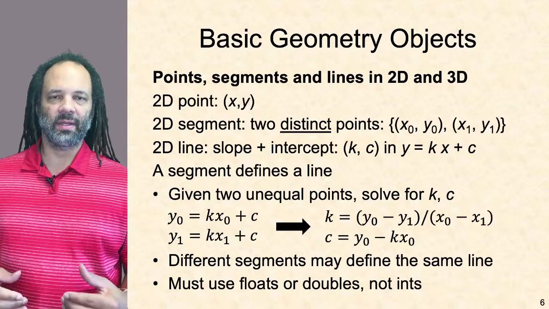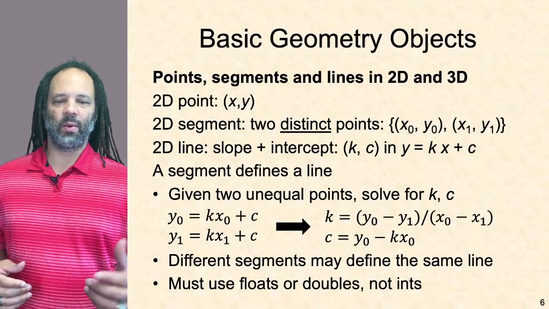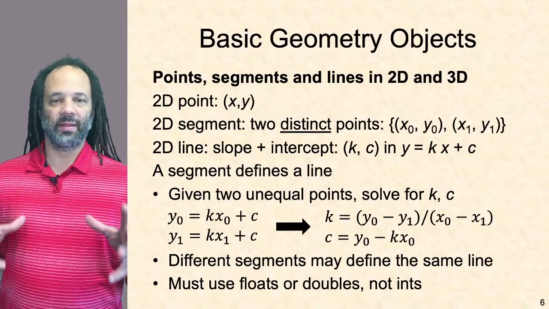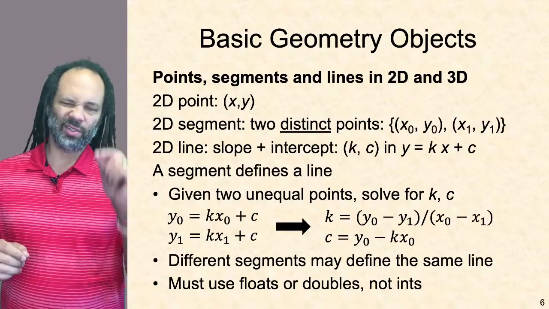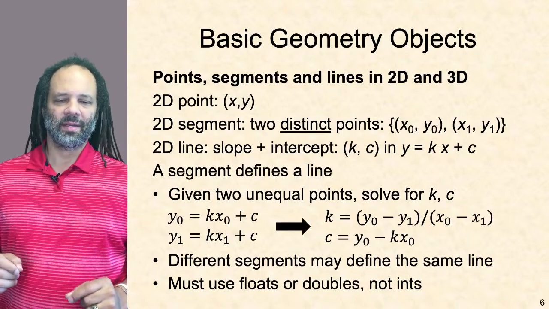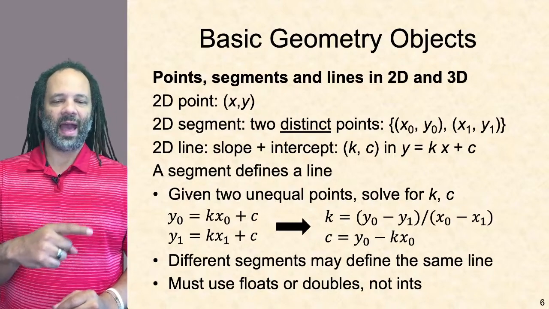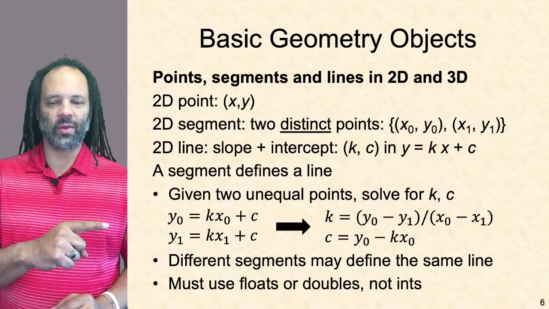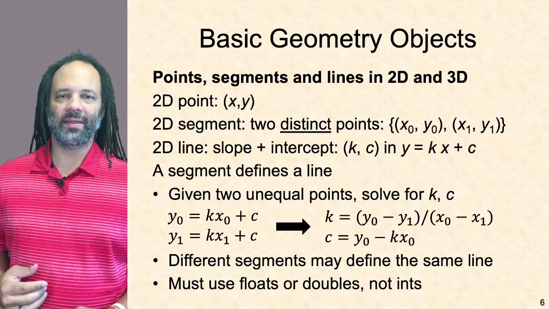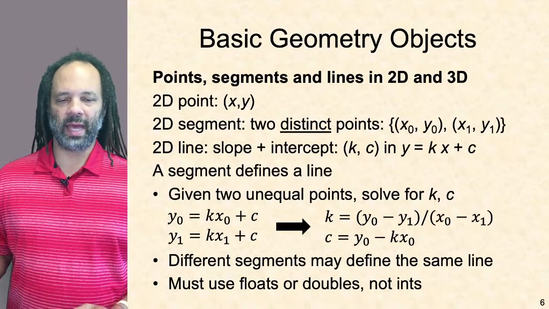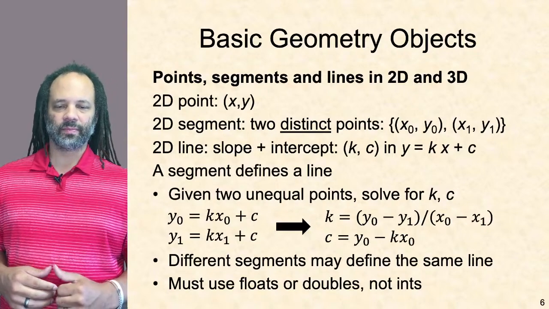Ends up being this fraction where it's y0 minus y1 over x0 minus x1. There's my slope from 2 points. You should remember this. High school wasn't that long ago. Then once I've got k back in, I can plug k into either one of these and figure out how to get that c given one of those x, y pairs.